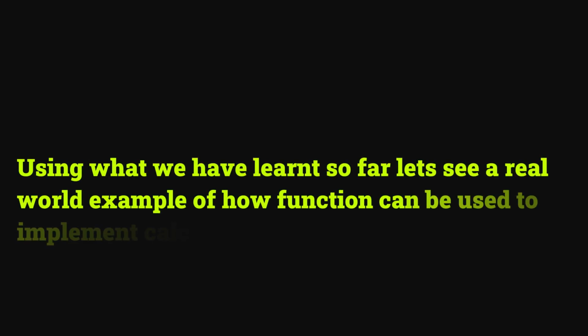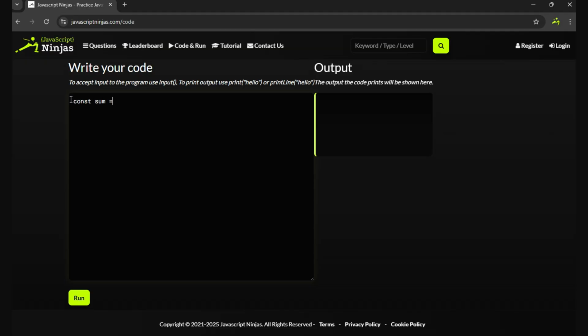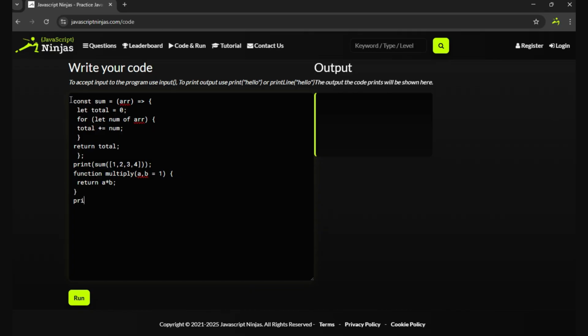Using what we have learned so far, let's see a real-world example of how functions can be used to implement calculation functions. const sum = (arr) => { let total = 0; for (let number of arr) { total += number; } return total; }; print(sum([1, 2, 3, 4])); function multiply(a, b = 1) { return a * b; } print(multiply(4, 5)).